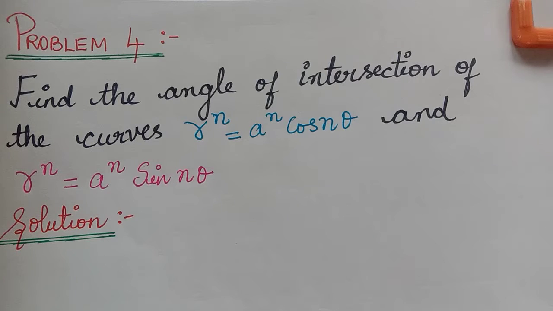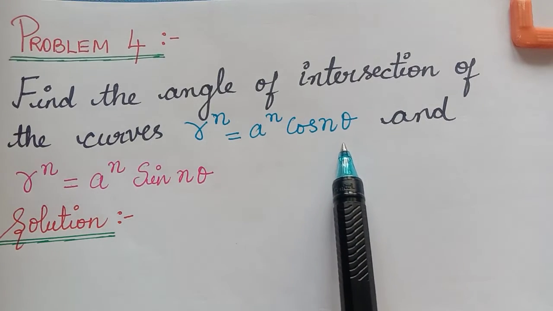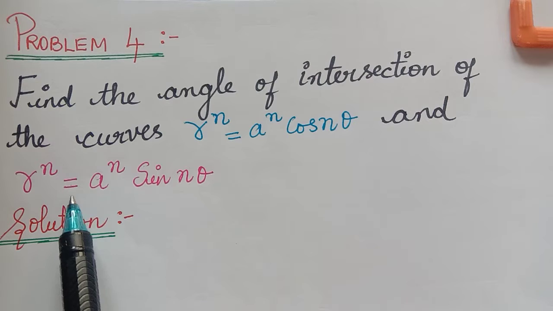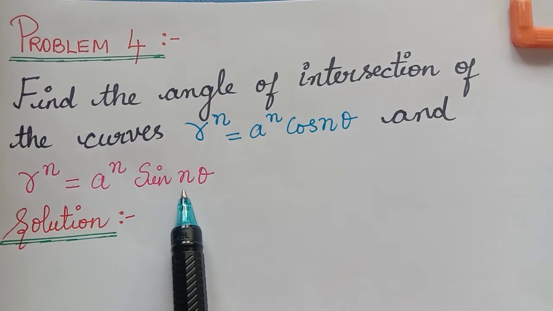Hello students, under the topic angle of intersection of the two curves, here we have problem 4. Find the angle of intersection of the curves r^n = a^n cos nθ and r^n = a^n sin nθ.